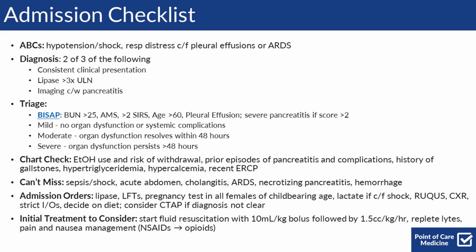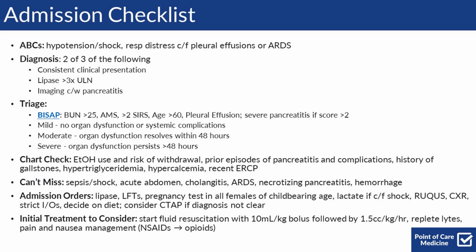When doing your chart check, look for a history of alcohol use and their risk of withdrawal, any prior episodes of pancreatitis and complications they've had, a history of gallstones, hypertriglyceridemia, hypercalcemia, and any recent ERCPs. You can't miss sepsis or shock, an acute abdomen, cholangitis, ARDS, necrotizing pancreatitis, or hemorrhage.